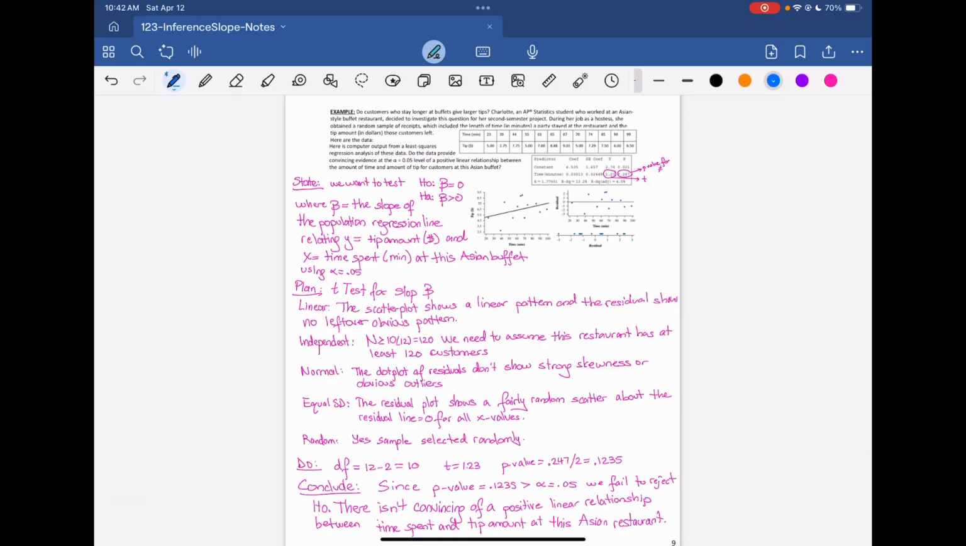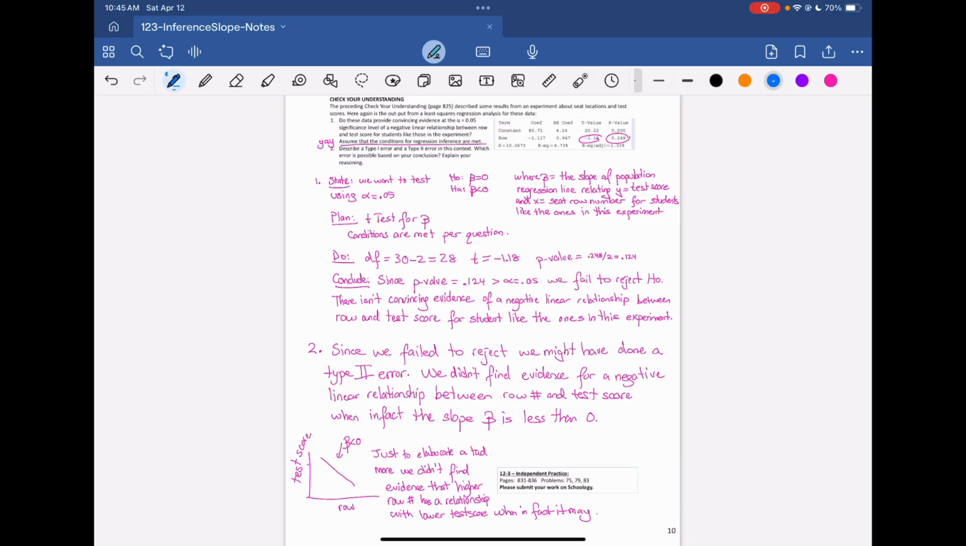Here's another example. Pause your video here, try it out, and check your answer. I love this question because it says to assume that the conditions are met, which is amazing. If they do that on a test, it would be awesome. Then in your plan section you would just have two things: your t-test for slope, and then you would just say conditions are met per the question. So pause your video here again and attempt this problem.